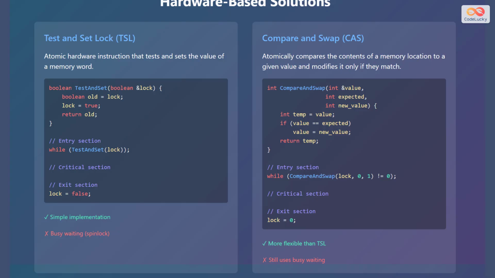Next is the compare and swap or CAS instruction. This instruction atomically compares the contents of a memory location to a given value and modifies it only if they match. While CAS is more flexible than TSL, it still relies on busy waiting, which can lead to wasted CPU cycles.